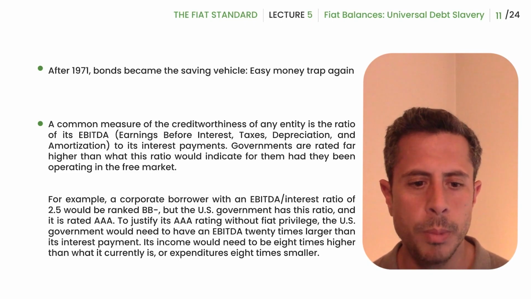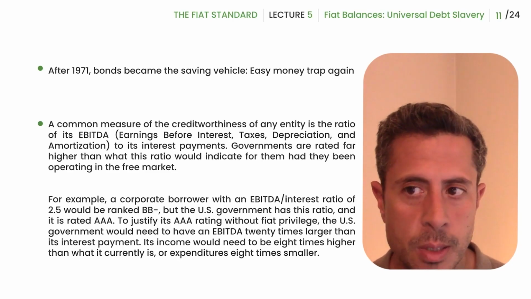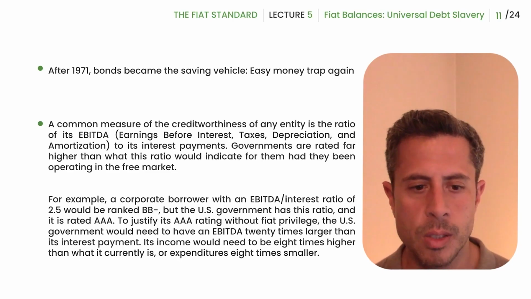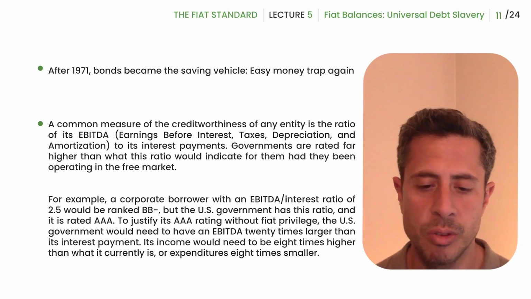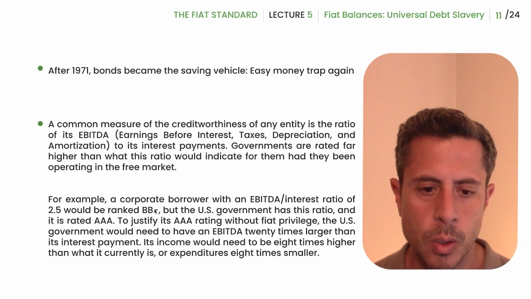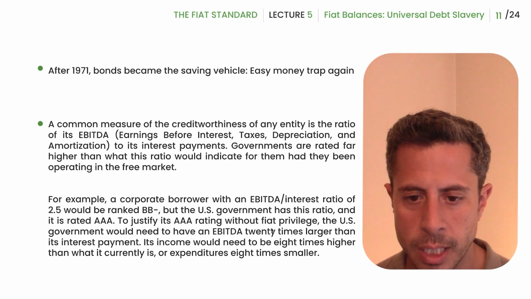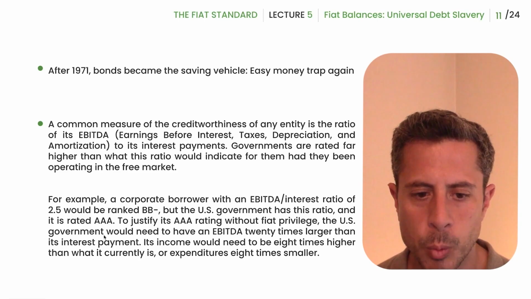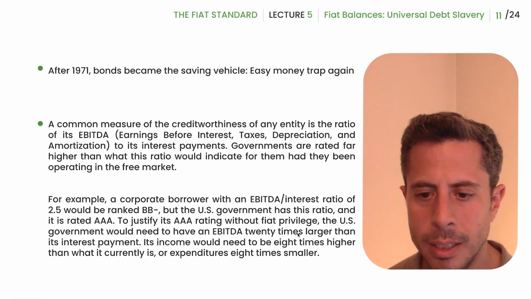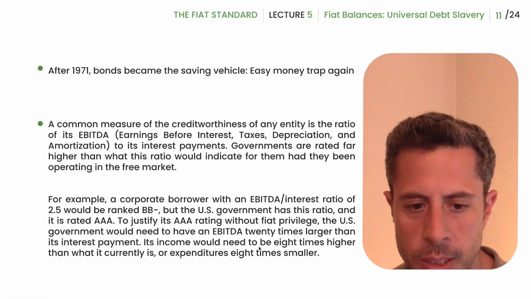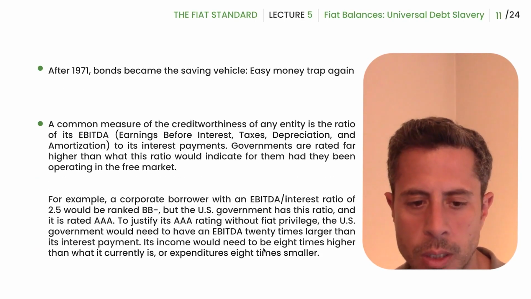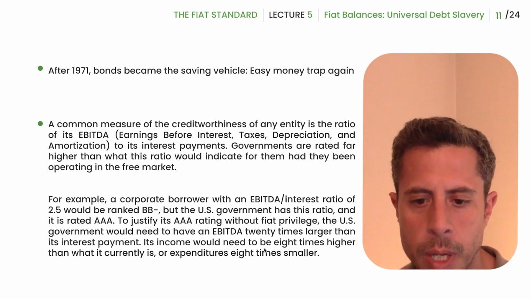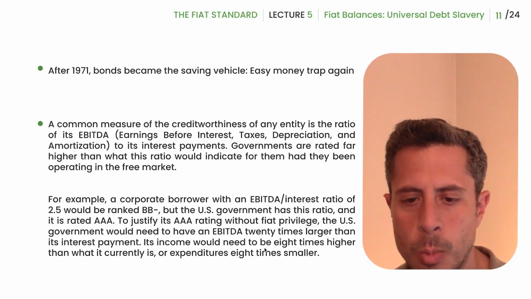So the US government would be a BB minus borrower. But because of the fact that it has a money printer, it gets a AAA rating. So to justify its AAA rating without fiat privilege, without the ability of printing money effectively, the US government would need to have an EBITDA 20 times larger than its interest payments. In other words, its income would need to be 8 times higher than what it currently is, or its expenditures would need to be 8 times smaller.